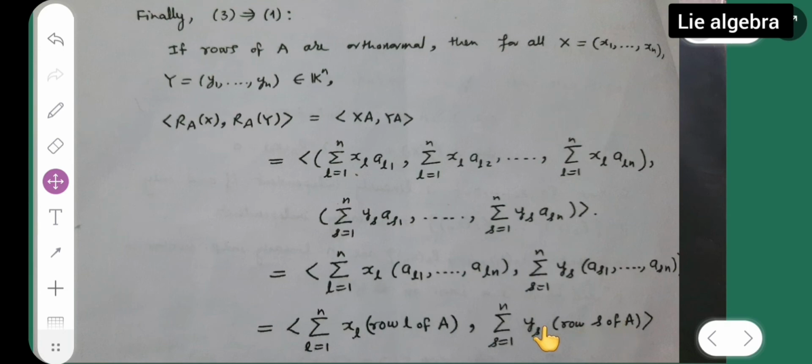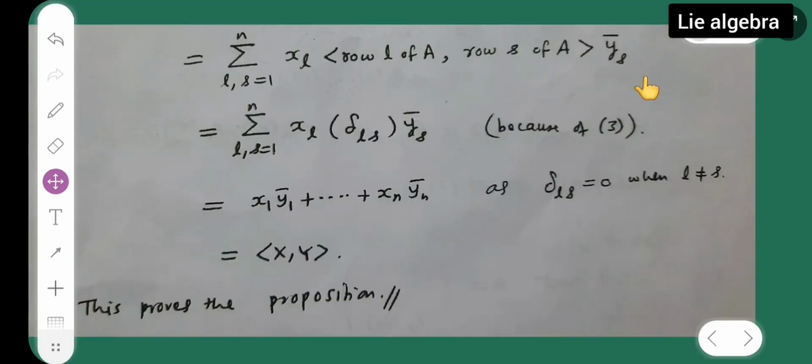So I will write this sum as this: sum over L comma S and then the inner product of this. Now this is equal to what? L comma S is equal to 1 to n xl, and this is nothing but delta ls into y bar s, because of 3. We have already done this part.